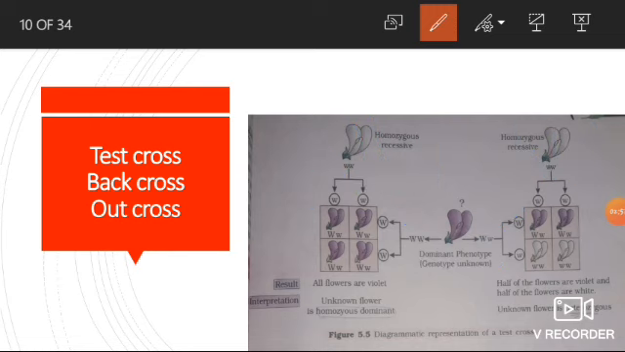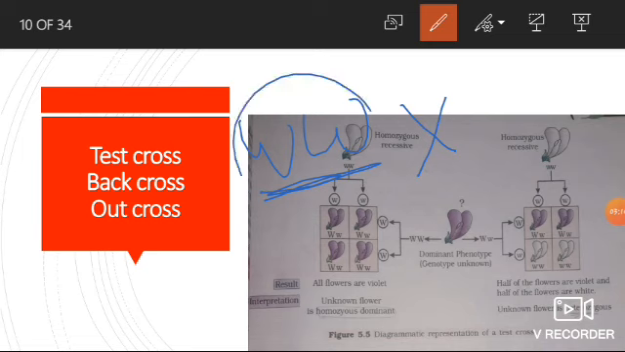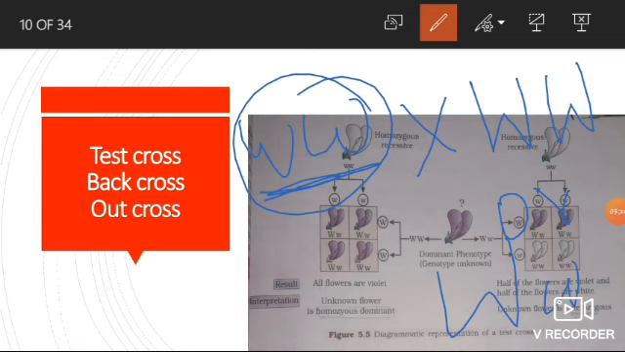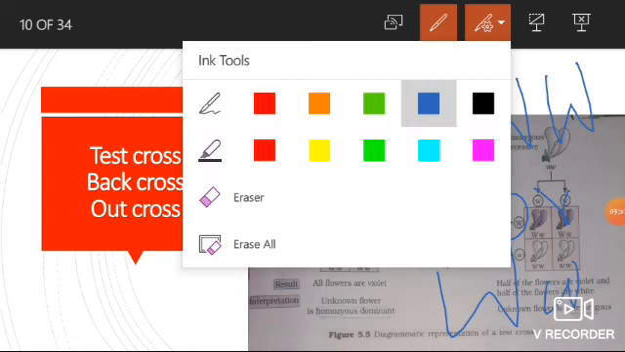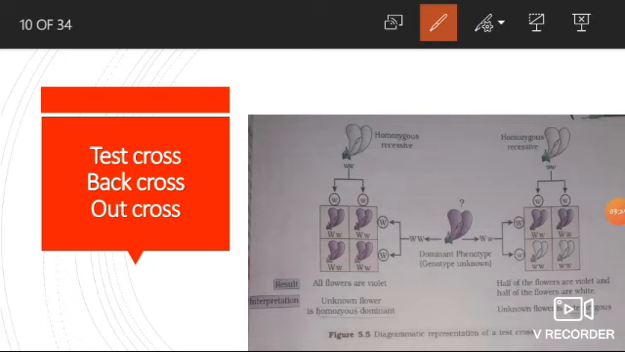So to find out the genotype of the dominant character, we usually perform test cross. In this test cross, the individual is crossed with the recessive parent. This is small w, the recessive parent, and the individual, either pure dominant or hybrid dominant, is crossed with the recessive parent. In test cross, the individual is crossed with the recessive parent.